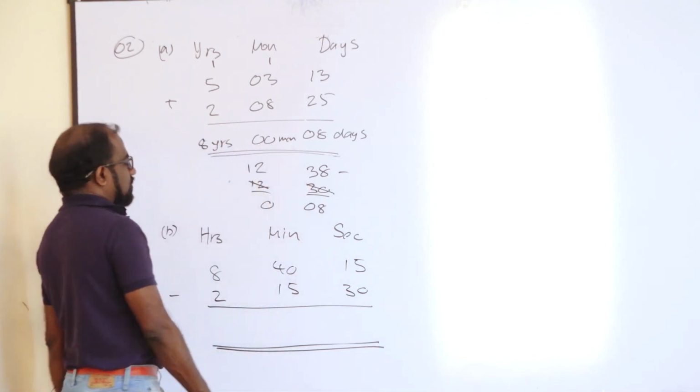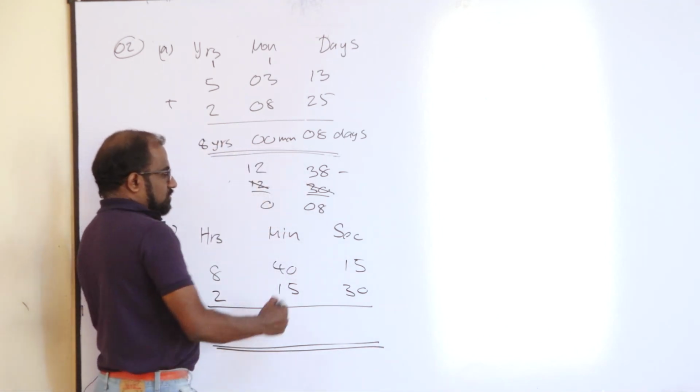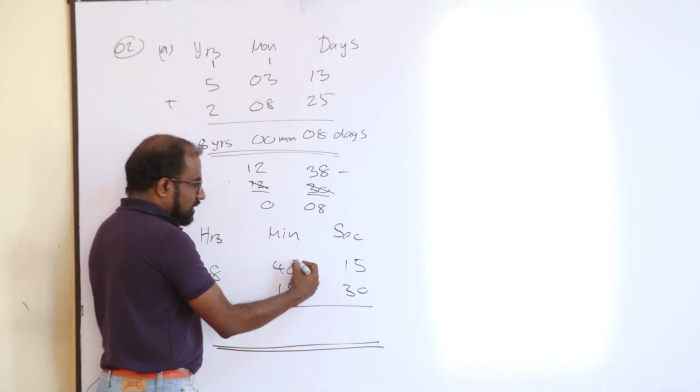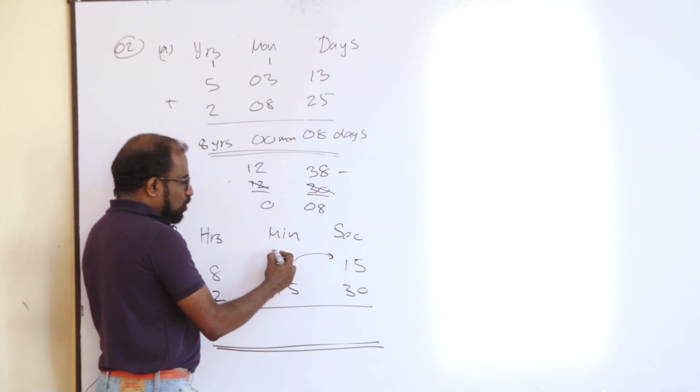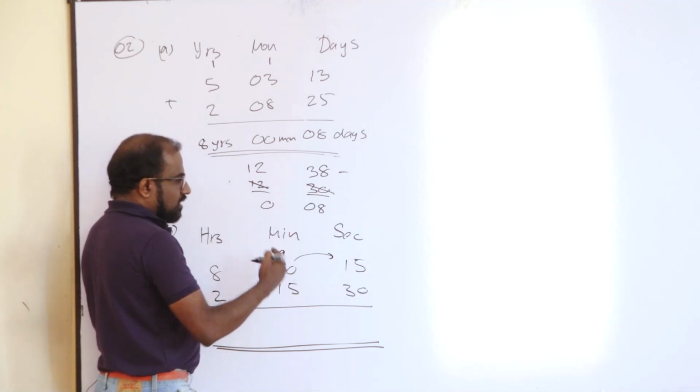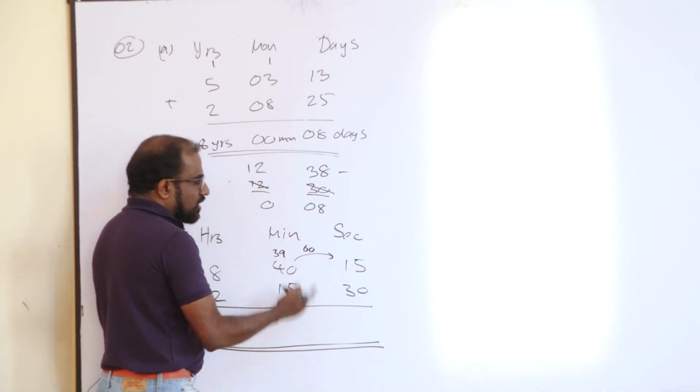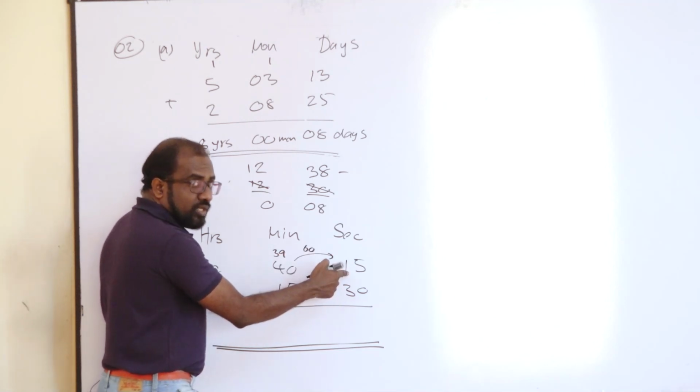Right. So, can you subtract 30 from 50? No. So, you take 1 minute from here. Then here you have 39 minutes. 1 minute, how many seconds? 60 seconds. You bring 60 and you have 15.